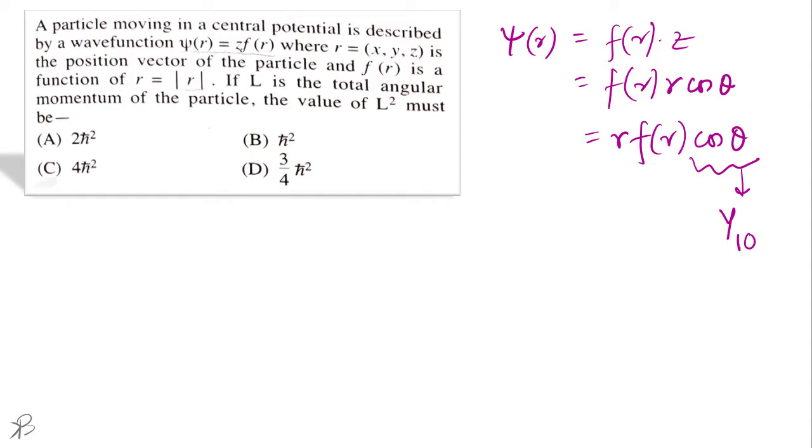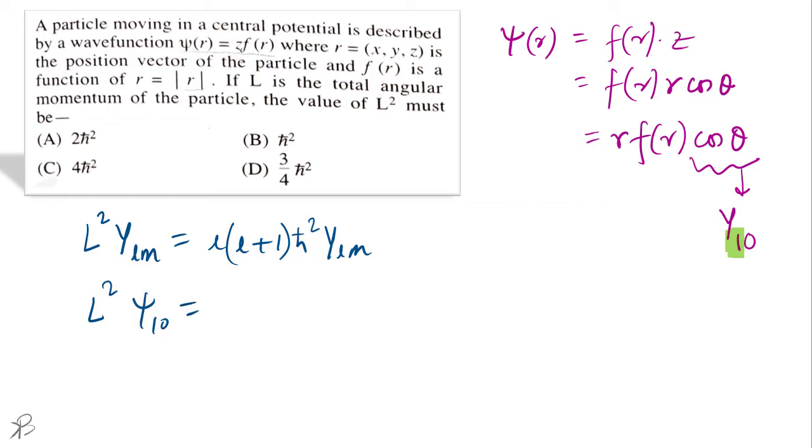Also note that if you recall the angular momentum operator, L square Y_lm can be written as l into (l plus 1) h cut square Y_lm. So here you see that the value of l is 1. Then we can write L square psi of r is equal to 2 h cut square psi of r.